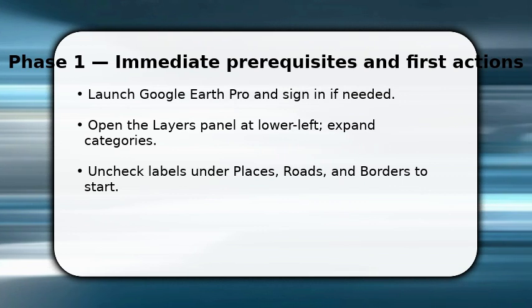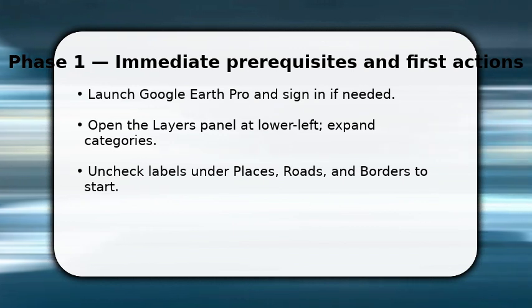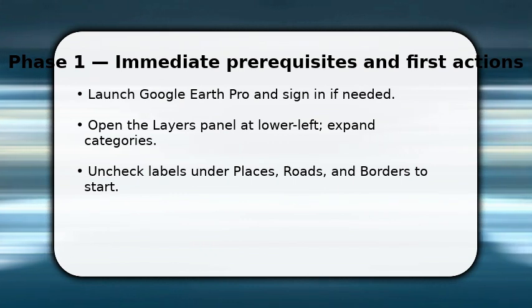Uncheck the specific label groups you don't want visible, because turning off the parent layer quickly removes many text items. Once done, zoom to a familiar spot to confirm change. This step reduces clutter, so you can target remaining label sources deliberately and efficiently.